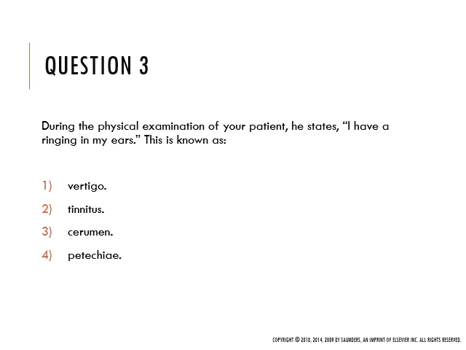So the answer is number 2. Tinnitus is a ringing in the ears. Vertigo is a sensation of rotation or whirling movement or dizziness. Cerumen is earwax, and petechiae are pinpoint round purplish red spots. These are medical terms. Make some cards with those, please.